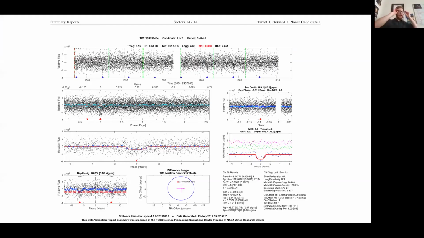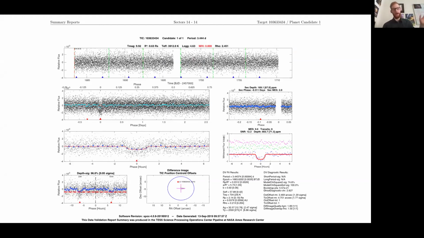And so after each 27-day sector is observed, the data are downlinked to the Science Processing Operations Center at NASA. And then an automated transiting planet search is conducted on all of the light curves, and it produces summary reports that basically look like this. So this is the summary report of TOI 1235 from sector 14.